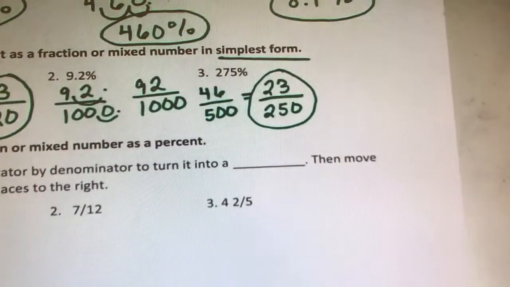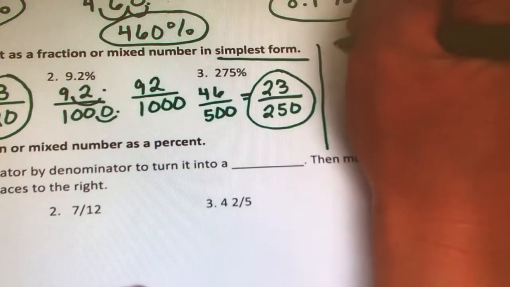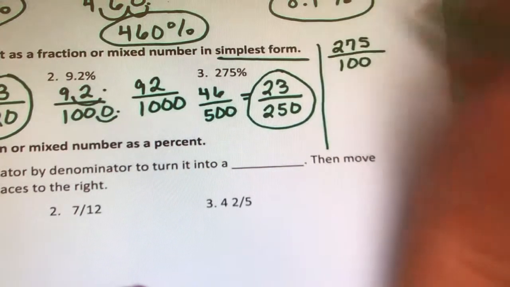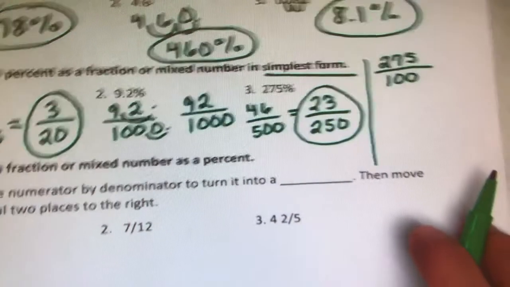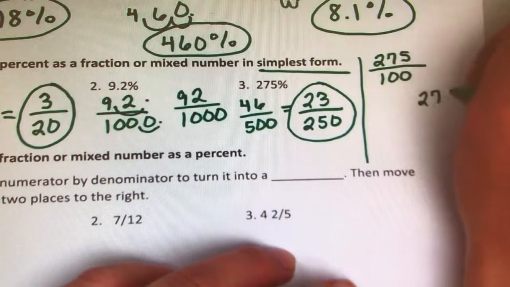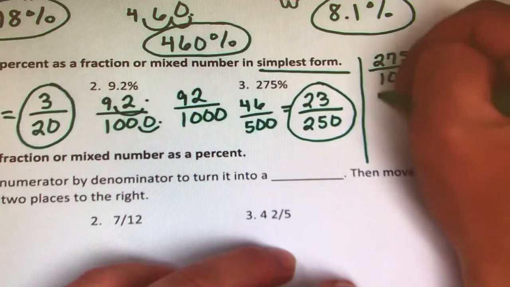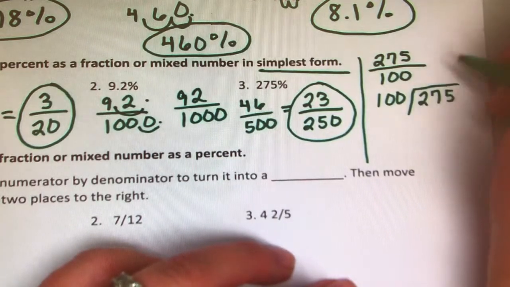All right, 275%. I'm gonna squeeze this in here. 275 over 100. So right away we can see this is improper, but the directions say to write it as a mixed number, okay? So what we can go ahead and do is the numerator, 275 divided by 100. Now you can simplify it first and then do this. It's kind of just up to you, either way.